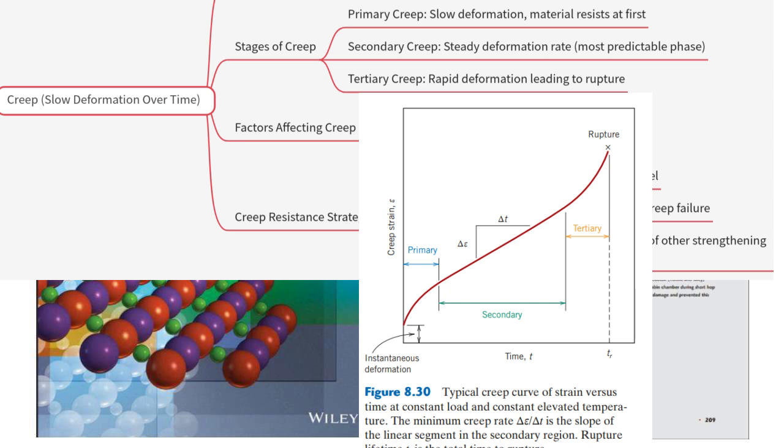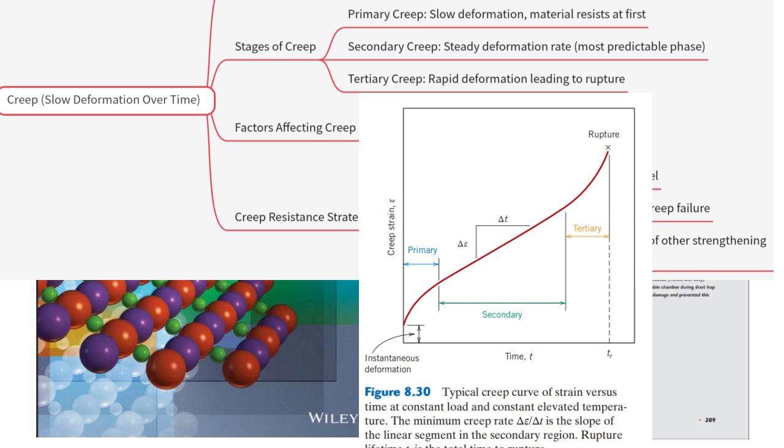Okay, so the first stage is called primary creep. This is where the creep rate, the rate at which the material is deforming, actually decreases over time. So it's like the material is kind of resisting. At first, it's trying to hold on to its original shape, but eventually it's got to give in. It can only resist for so long.